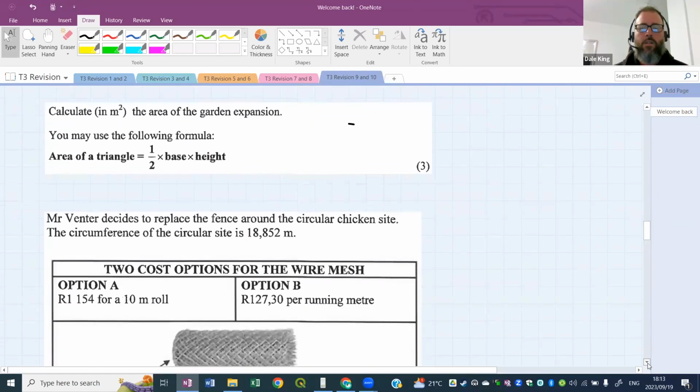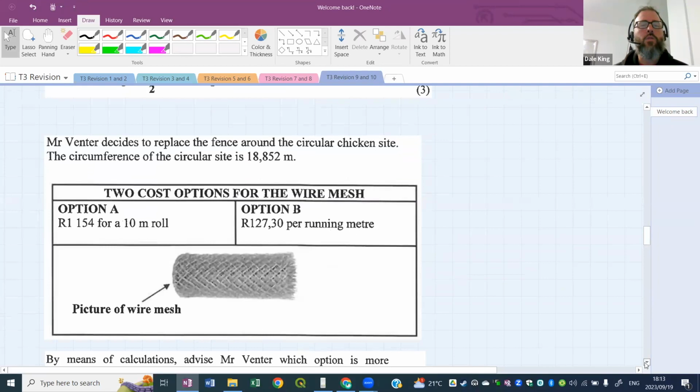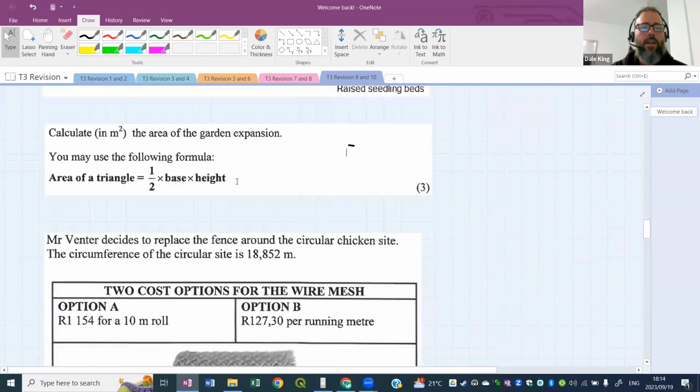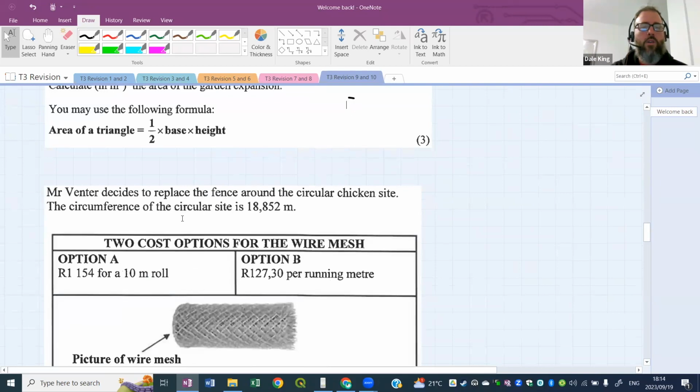Mr. Fencer, still the same farmer, decides to replace the fence around the circular chicken site. The circumference of the circular site is 18,852. So up here, there's a circular chicken site. You can see it there next to the livestock barn. He decides to put a fence around that. They tell us the circumference of the circular site is 18,852.